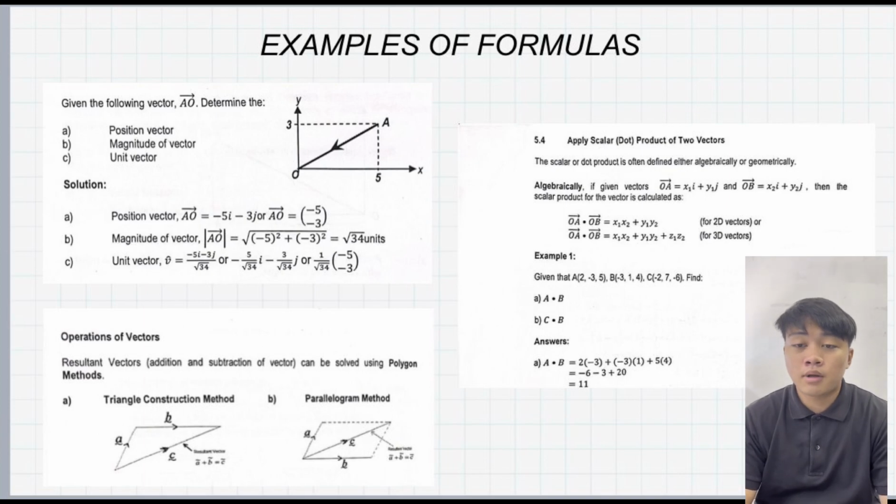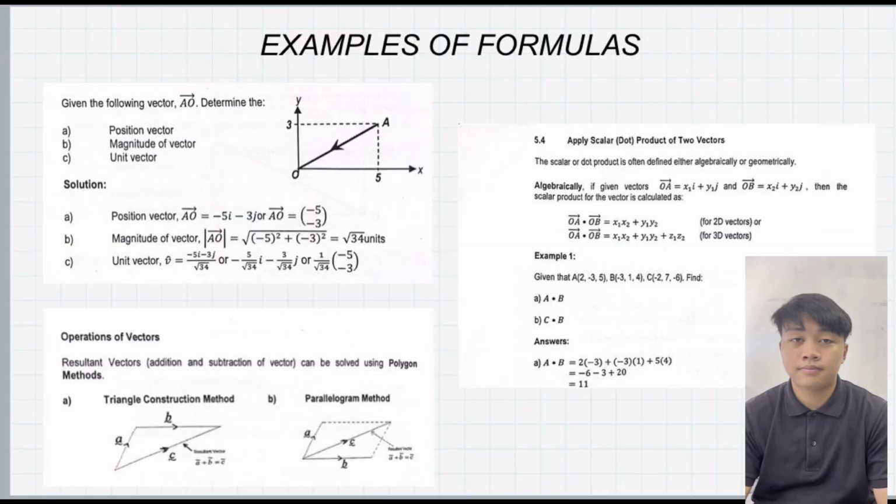These are examples of formulas in vector and scalar that you need to know when calculating them. Firstly, the position of vector, the magnitude of vector, the unit vector, also the operation of vector like the triangle construction method, the parallelogram method, and also applying the scalar dot product of two vectors.